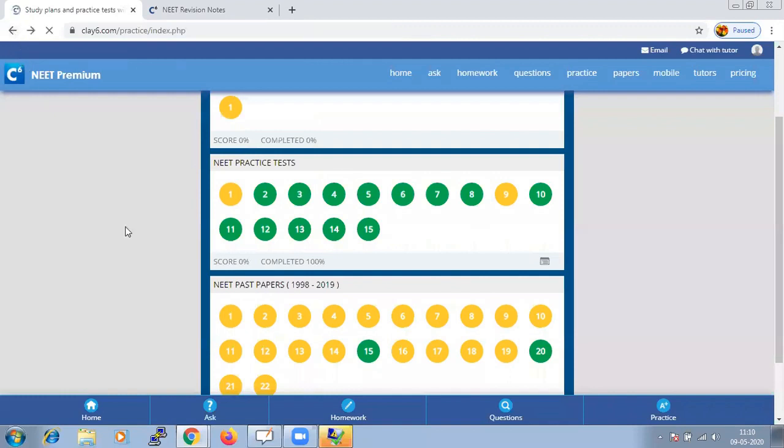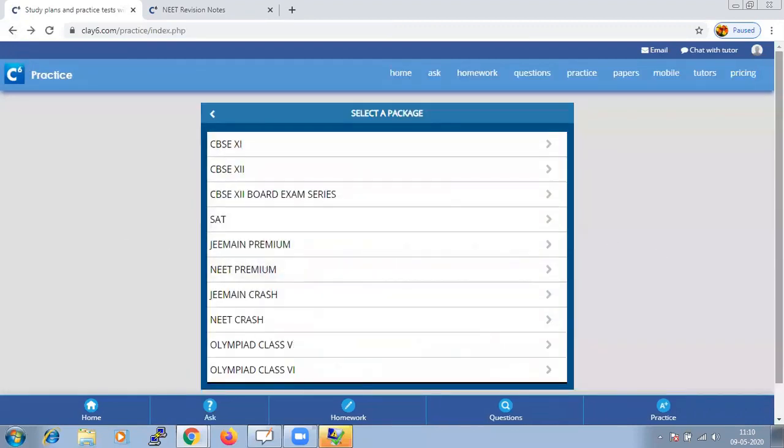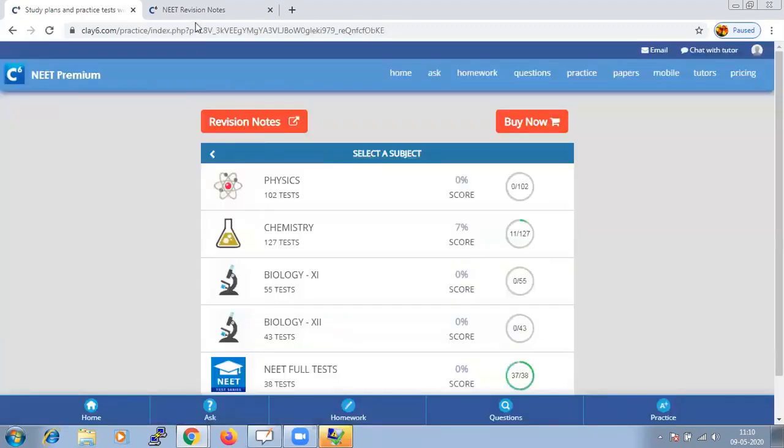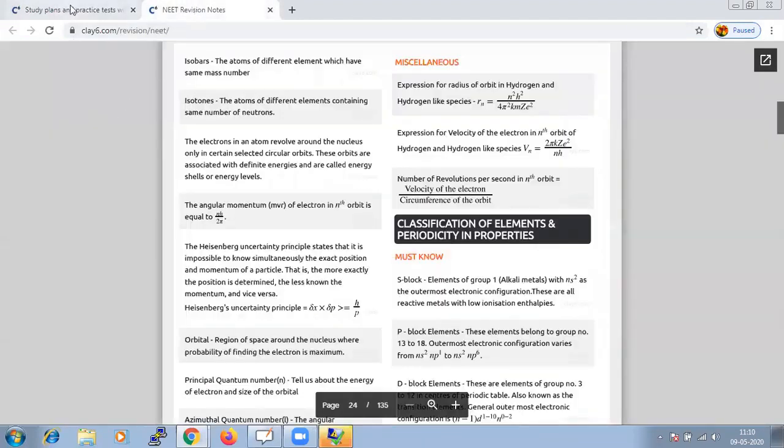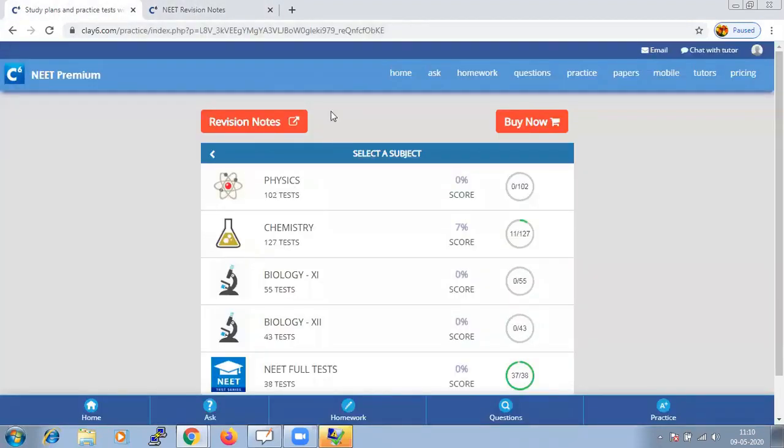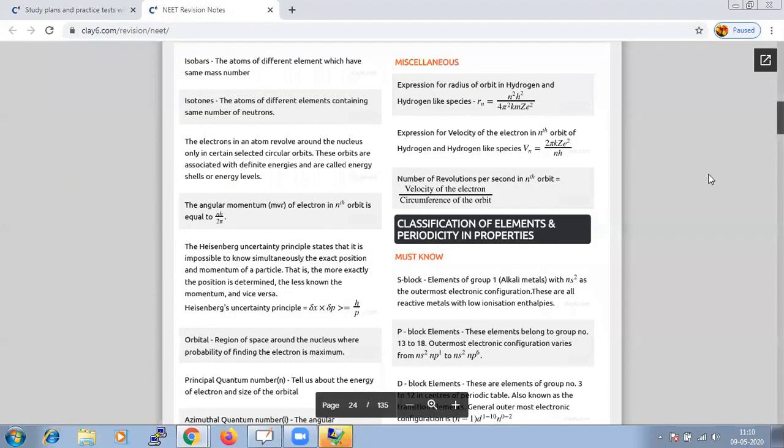Now let us start our session and continue the chapter Structure of Atom. So let me open the revision notes. If you click on revision notes, that opens into a new tab. Since it takes some time, it's already open for me. Let us continue the class.